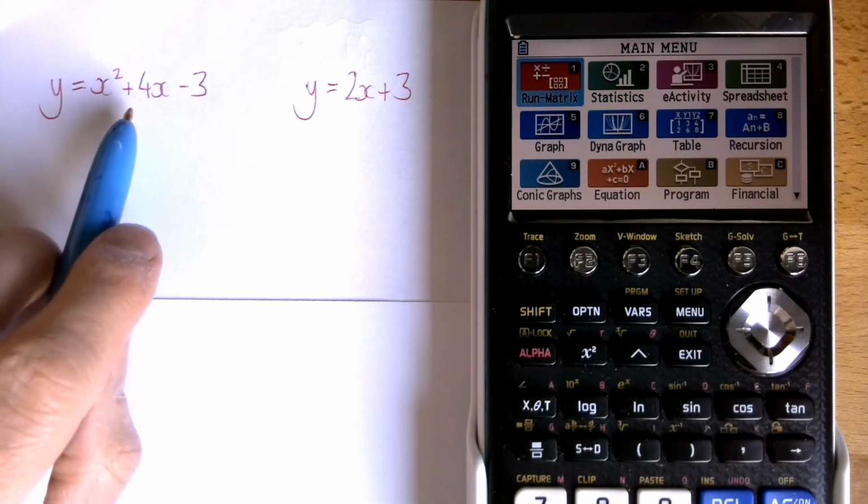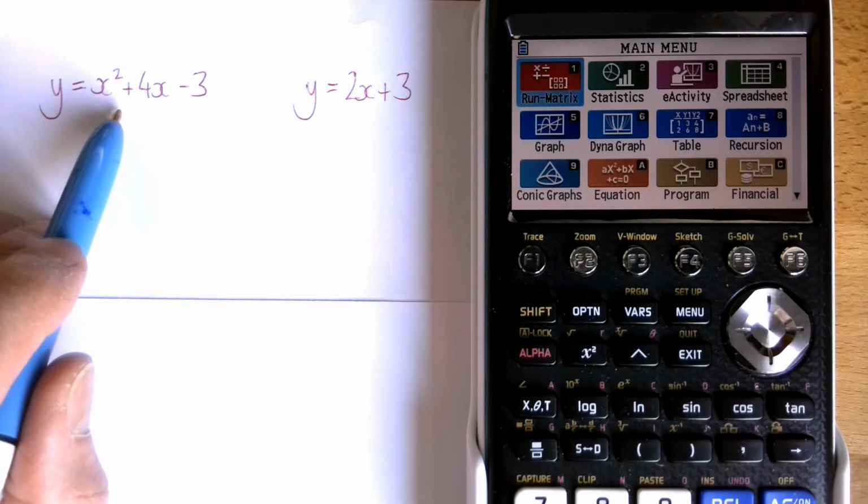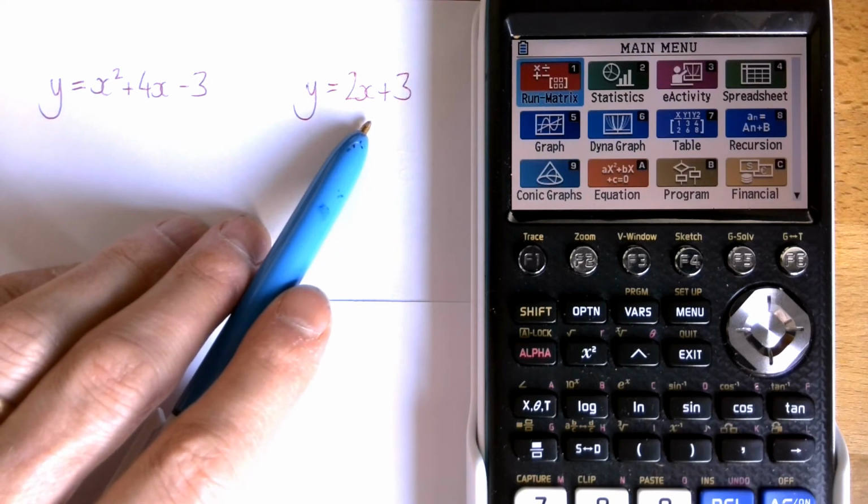So here are two functions. This is a parabola, quadratic. This is a straight line. And at GCSE we've learnt a whole load of techniques relating to these.